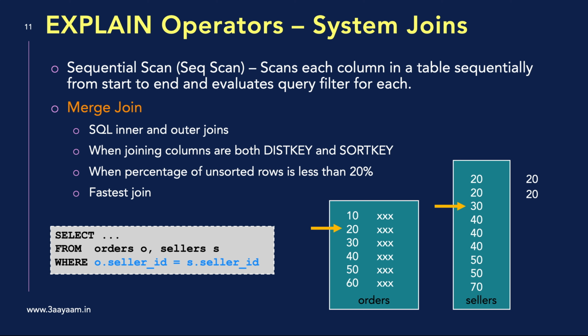It does not have to go further in the inner table because, as it is sorted on seller ID, it knows for sure that there are no more 20s. So on the outer table, the pointer would move to the next record. So it will find 30. So 30 will be outputted.